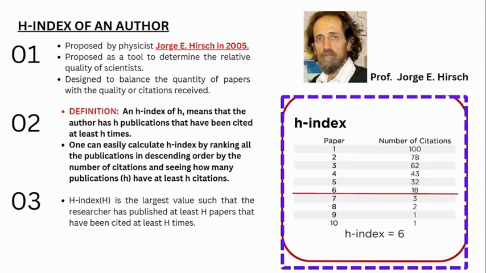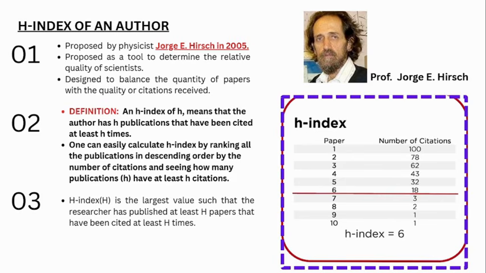In this video, we are going to talk about the H-index of an author. The H-index of an author is primarily a metric that measures the productivity of the author's research by accounting for the number of citations received by the author's publications. This metric was proposed by a physicist named George E. Hirsch in 2005, and because of the surname of Professor Hirsch, the metric was called H-index.